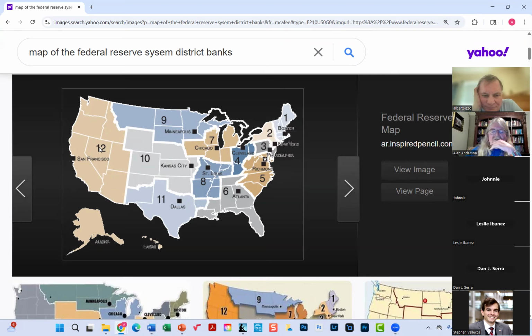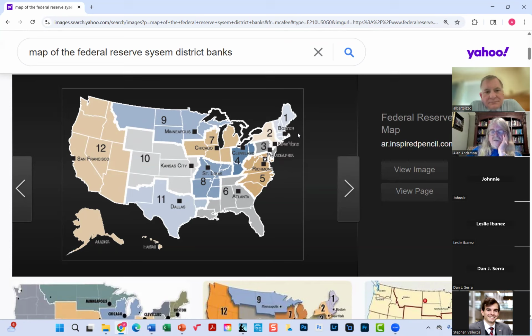So if you look very carefully, you'll notice something interesting. The ones on the East Coast are very close to each other. There's a lot of them. Look at the San Francisco district. It covers all these states plus Alaska and Hawaii. Interesting. Now, the reason for that is because the Fed was created in 1913, and this map reflects population trends in 1913.